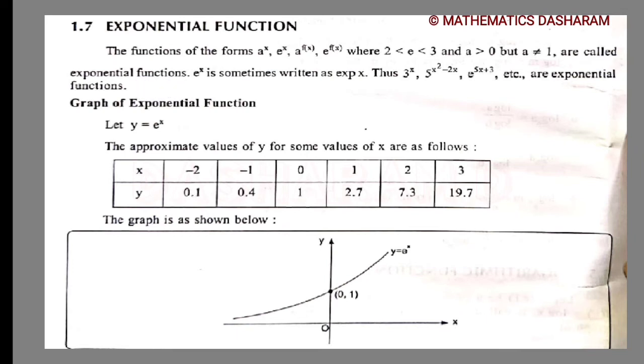Here the graph of exponential functions: y equals e to the power of x is one exponential function. We know very well how to draw the graph. We need to take x values, y values and locate the ordered pairs in the graph. So finally the graph of the exponential function is here.